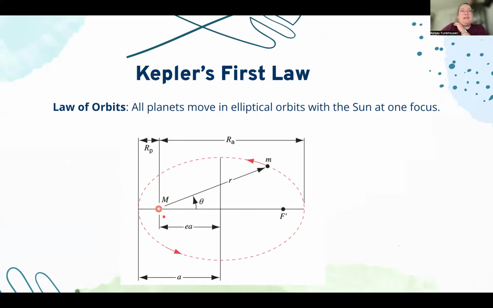Let's look at some of these things. So here is a focus in an ellipse. This focus is empty, and this focus is where the sun is, and this is an elliptical orbit where this mass is orbiting the sun. The maximum distance from the sun to the planet is RA, and that's aphelion, or for the Earth-Moon system, apogee. And then the minimum distance is the closest approach, called perihelion or perigee for the Earth-Moon system.